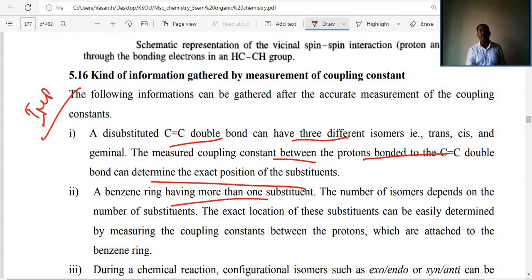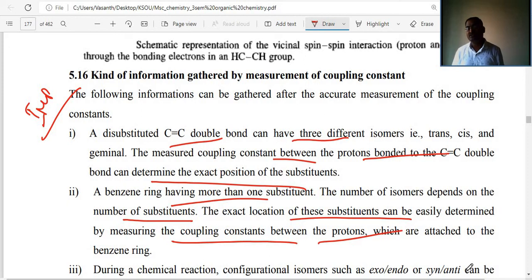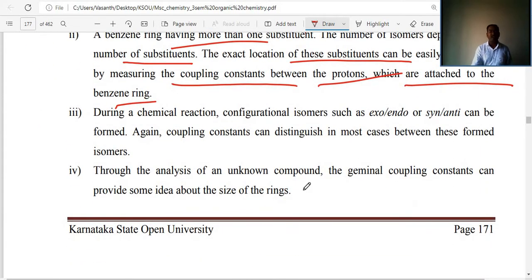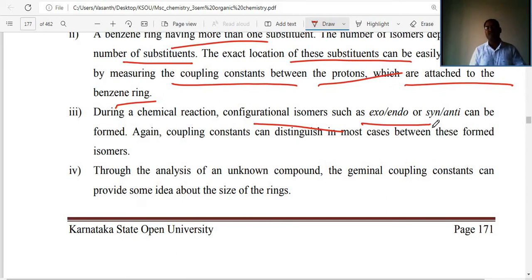For a benzene ring having more than one substituent, the number of isomers depends on the number of substituents. The exact location of these substituents can be easily determined by measuring the coupling constant between the protons which are attached to the benzene ring. During a chemical reaction, isomers such as exo or endo, or syn or anti, can be formed. Again, coupling constants can distinguish in most cases between these formed isomers.